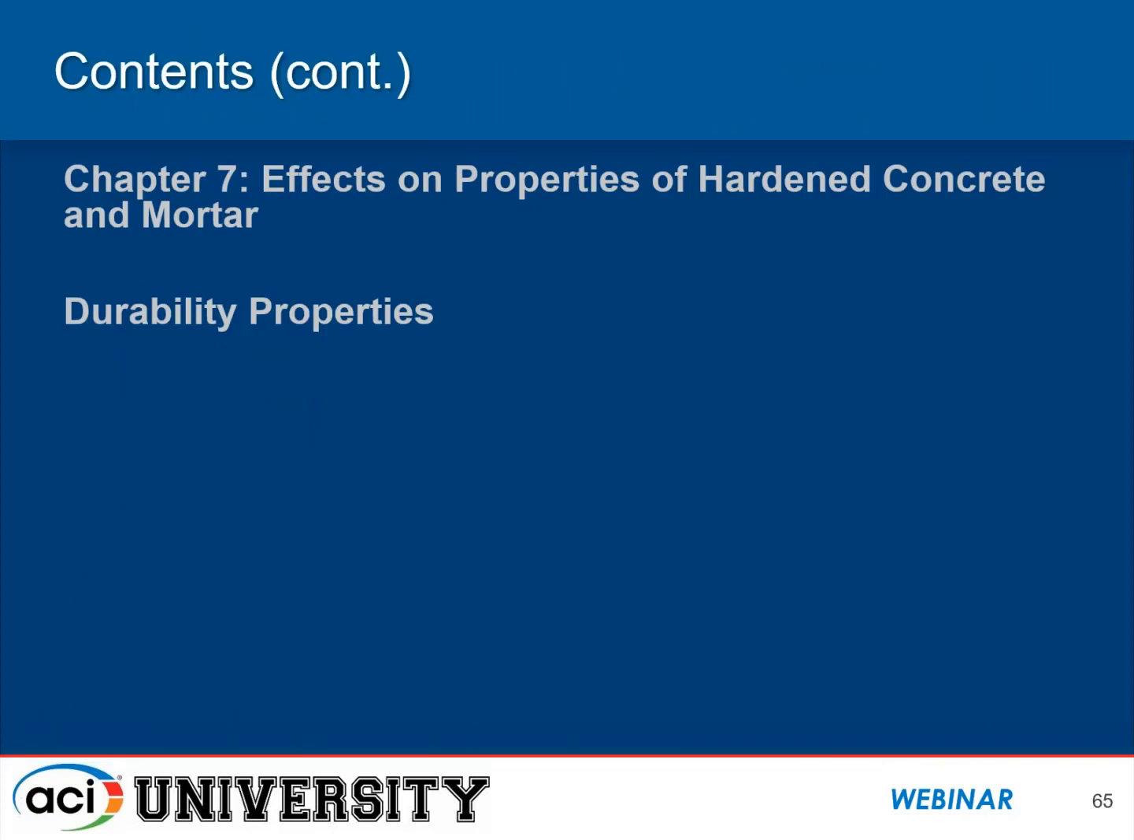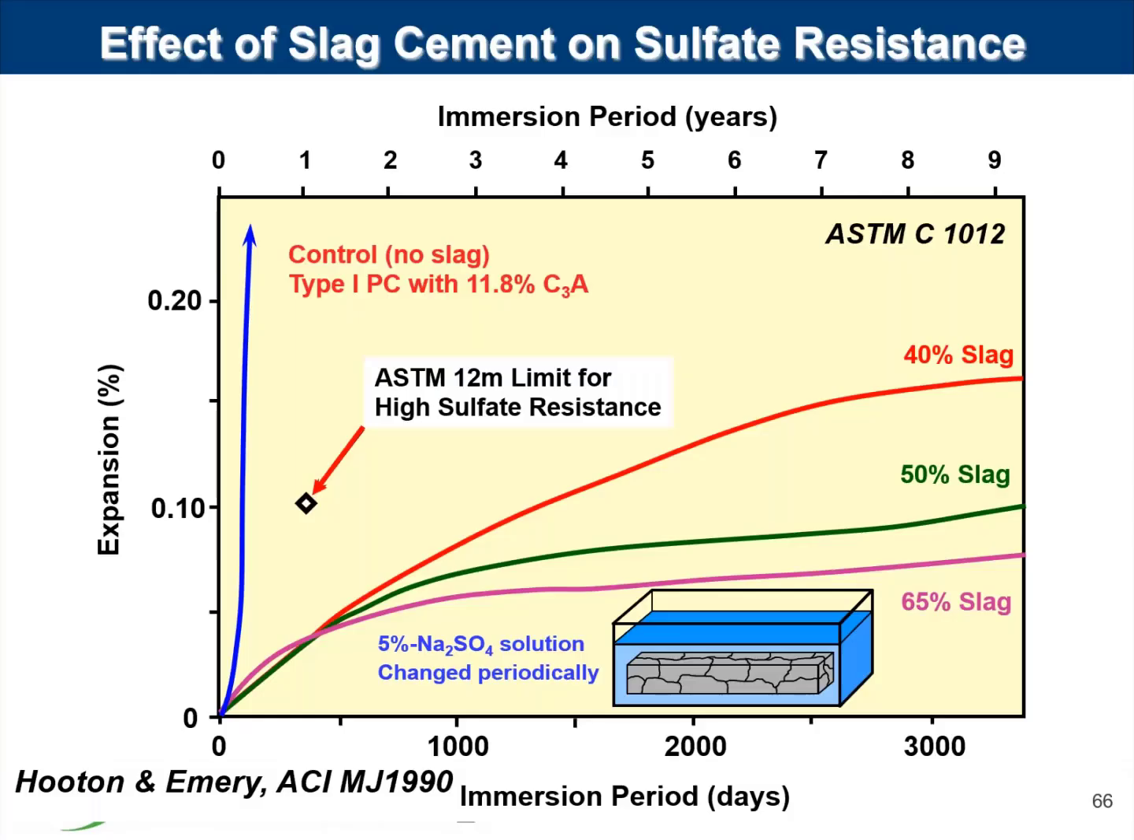So I'll talk about some of the durability properties. These are discussed in Chapter 7 of the 233R document. Slag, as I said earlier, slag cement can improve sulfate resistance. This is data from the ASTM C1012 mortar bars, which is the standard test for evaluating sulfate resistance of concrete with SCMs.